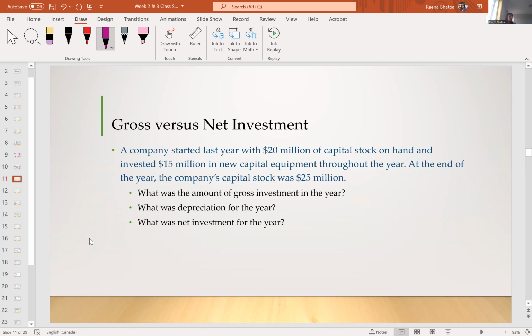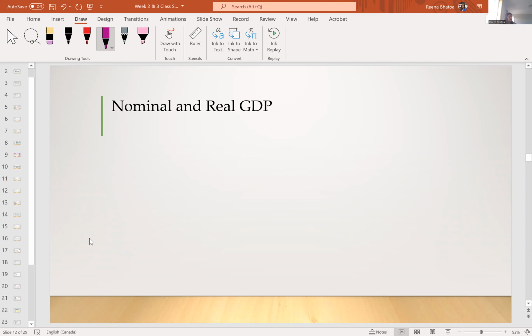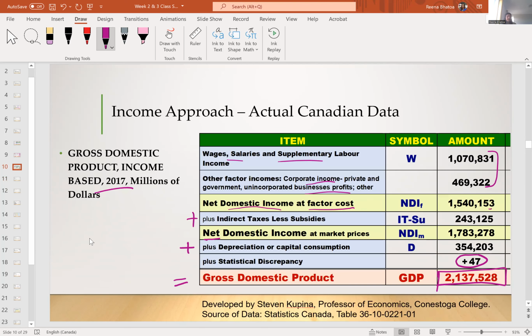Okay, so gross and net I have explained, but you can always check this one. This example is taken from your textbook actually, so you can always read that one and solve this one for gross and net investment calculation. All right, so that was it.